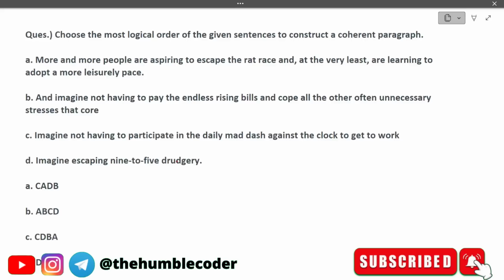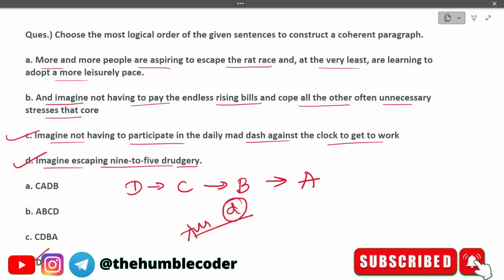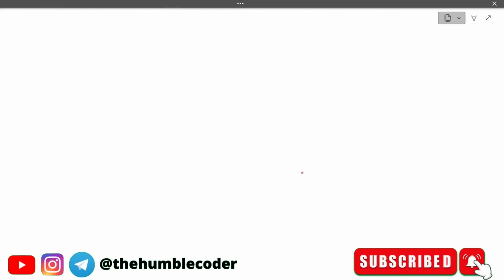So let's try to make it into a meaningful paragraph. The first sentence that is going to come is D. The paragraph will start from here: imagine escaping 9 to 5 drudgery. Then the next thing which will come is C, that is, imagine not having to participate in the daily mad dash against the clock to get to work. Next that will come is, and imagine not having to pay the endlessly rising bills and cope with all other often unnecessary stresses that come with it. And the final statement is going to be A, which is, more and more people are aspiring to escape the rat race and at the very least are learning to adopt a more leisurely pace. So the correct answer in this case is option number D, which is DCBA. Okay, moving on to the next one.